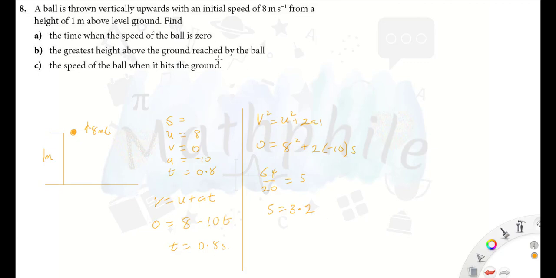So the total height is 1 plus 3.2. This is 4.2 meters. Okay. Now find the speed of the ball when it hits the ground. Let's stick with displacement. I don't want to go through that long process. So let's start off the SUVAT again.